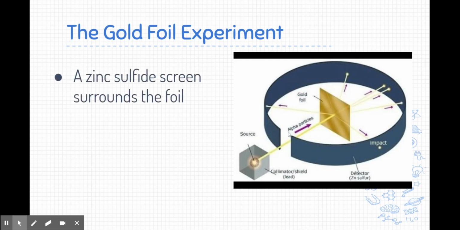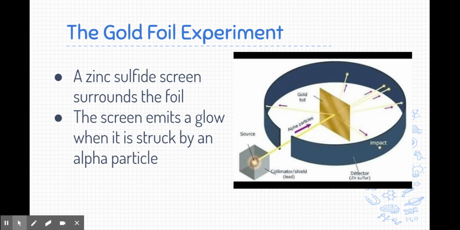Around the foil is a screen that is coated with zinc sulfide. The reason for that is that when an alpha particle hits the screen, it would glow. It has a phosphorescent glow. So the research assistant would be sitting in a dark room, running the experiment, and every time a little spot on the screen would glow, they would make a note of the location of that hit. They'd be keeping a tally of how many hits and where each of those alpha particles hit.